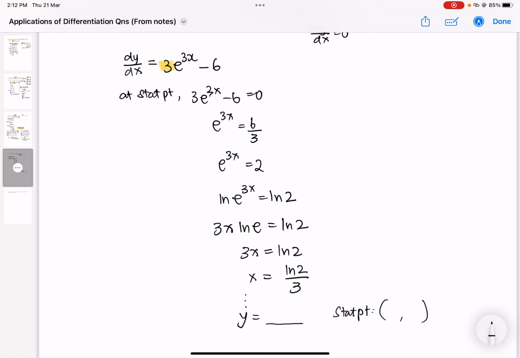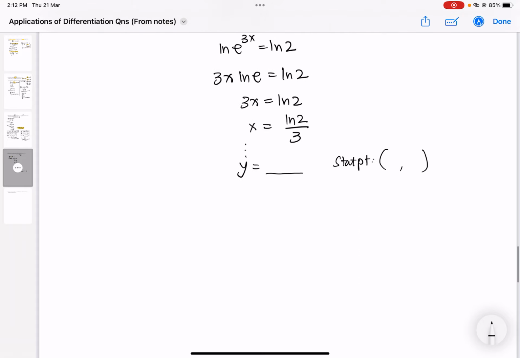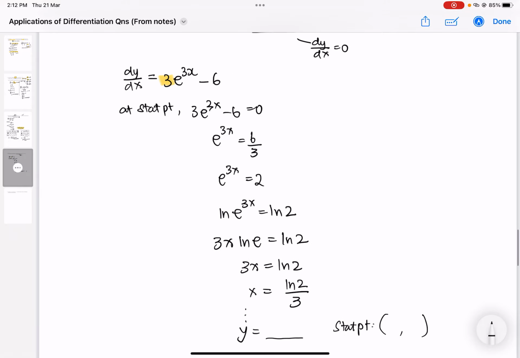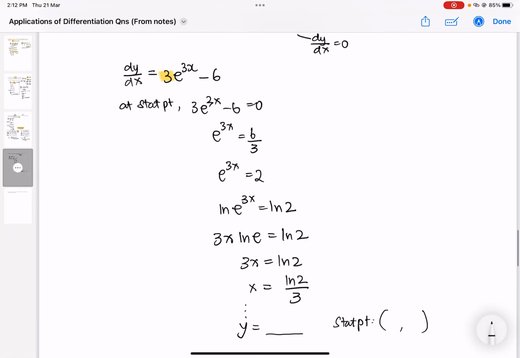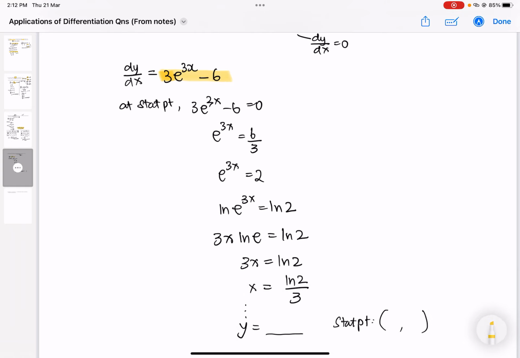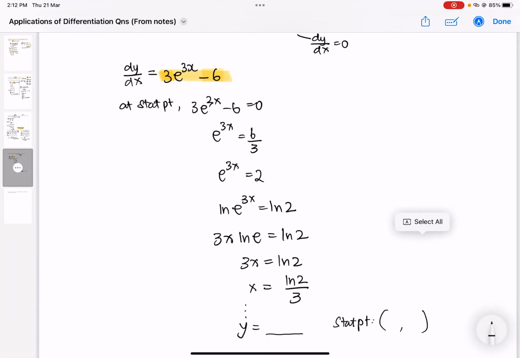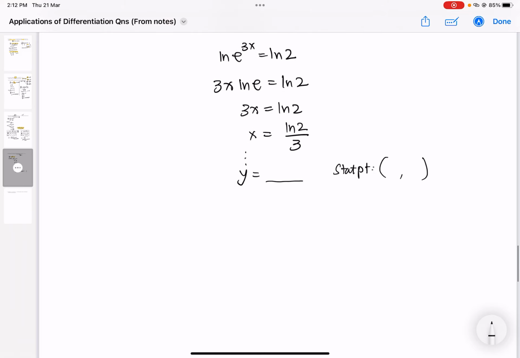Next, we are going to find the nature of the stationary point. Finding the nature of the stationary point, you can use either the first or the second derivative method. Now, in this question, because my dy dx is a simple equation, I only have one term with exponential and the other term is a constant term. If I were to differentiate this one more time to find the second derivative, it's not that difficult. Therefore, I'm going to use the second derivative method.